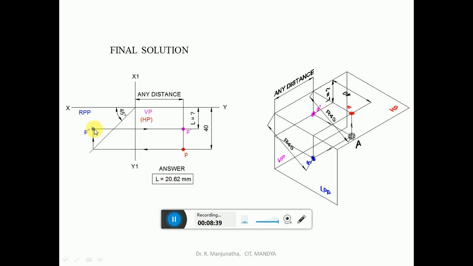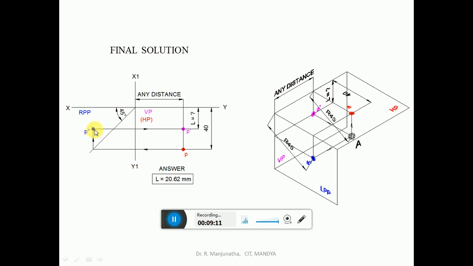and then take the radius of 45 mm, that is the shortest distance from the intersection of both the xy and x1y1 lines. This is the xy line and this is the x1y1 line. The shortest distance of this will be seen in the profile view. With this as center, take the radius of 45 and cut an arc on this vertical projector where it has been extended to the top side. Where it cuts, you get that point, which will be A double dash.